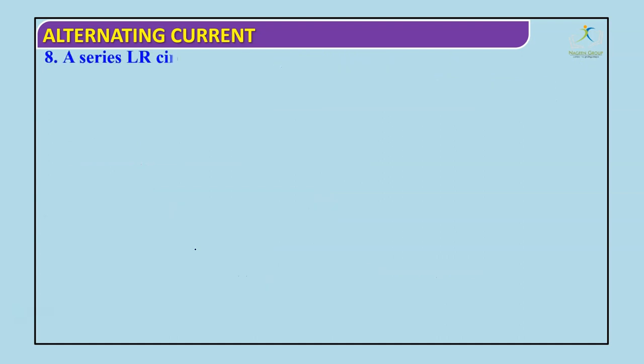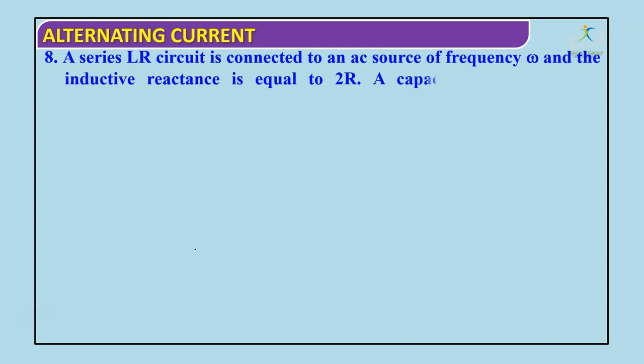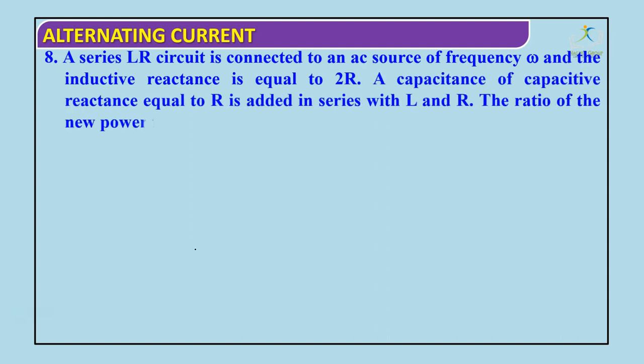Next question we have: a series LR circuit is connected to an AC source of frequency omega, and the inductive reactance is equal to 2R. A capacitance of capacitive reactance equal to R is added in series with L and R.